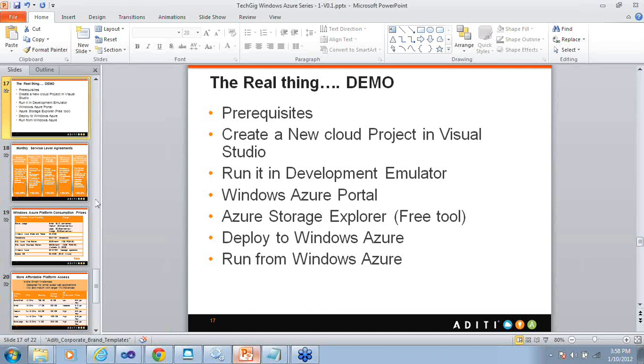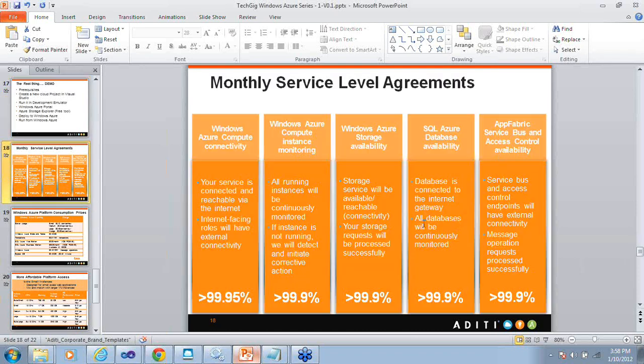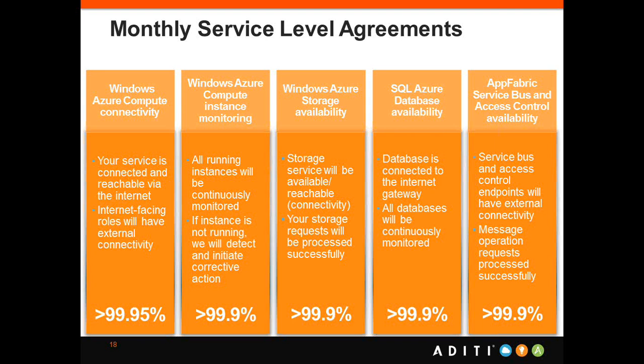Okay, so go back to the management portal, but before that, I just want to go to the service level agreement. So SLAs in Windows Azure Compute Connectivity: Microsoft says that your roles will always have external connectivity greater than 99.95%. So your service will be reachable 99.95% of the time, very little downtime. Compute instance monitoring is 99.9, and mostly storage, SQL Azure, and AppFabric all have an SLA of greater than 99.9%. You can go through the formal SLA available on the Microsoft Windows Azure site and get into that agreement.